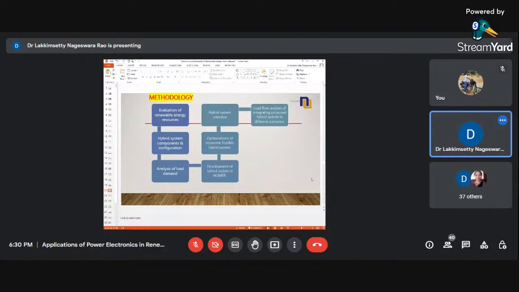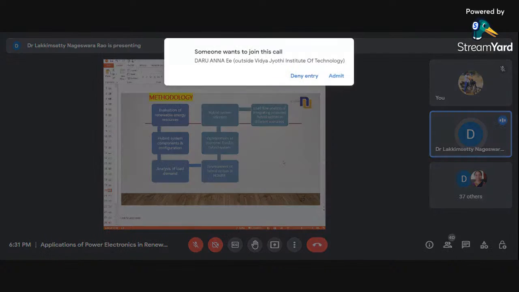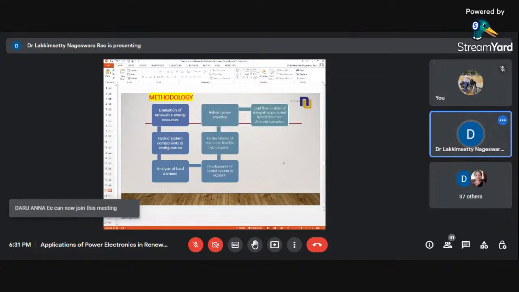analysis. Coming to the methodology for this operation, we need to evaluate the renewable energy sources, how much solar energy and wind energy has been focused on, what the hybrid system components are, and what their levels of configuration are, first level and second level configurations. We also analyzed the load demand, and the selection of the hybrid system which will be suitable for our operation, and the feasibility of the hybrid systems, and by using Homer, how we can develop as per the given loading conditions.